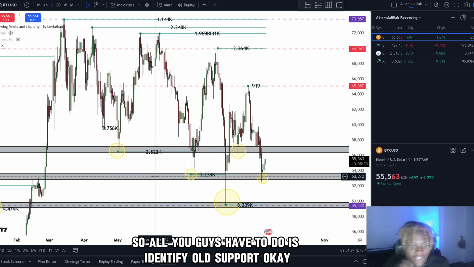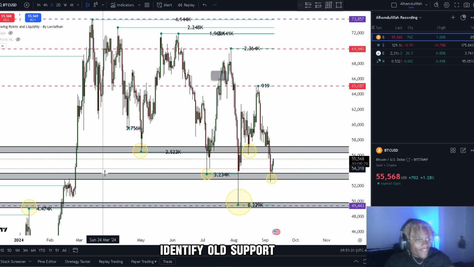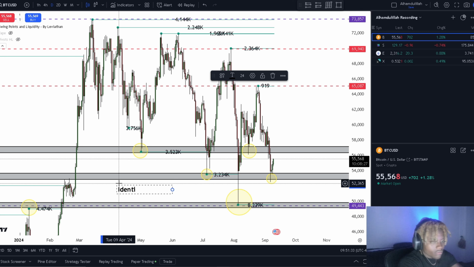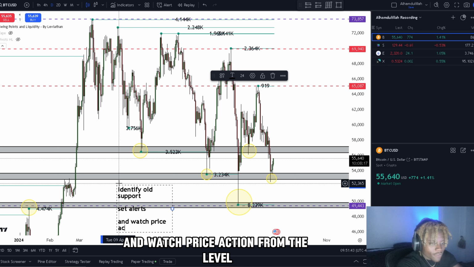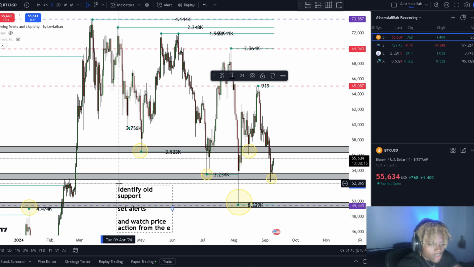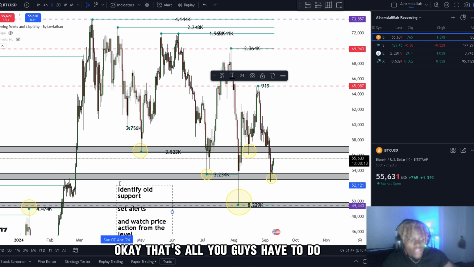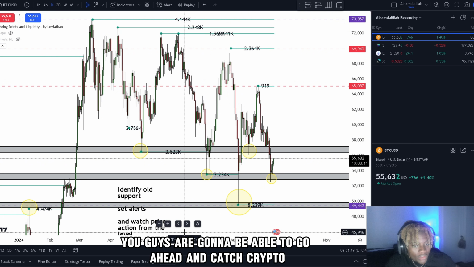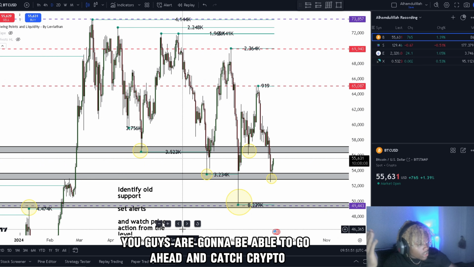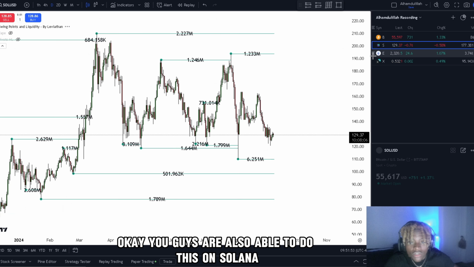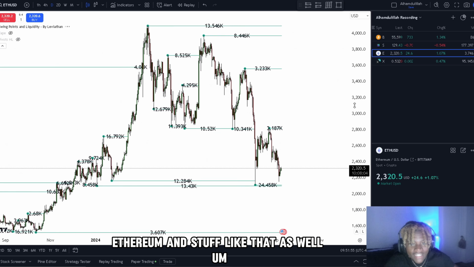So all you guys have to do is identify old support. Okay, identify old support, set alerts, and watch price action from the level. Okay, that's all you guys have to do. And from there, you guys are going to be able to go ahead and catch crypto. Okay, you guys are also able to do this on Solana, Ethereum, and stuff like that as well.